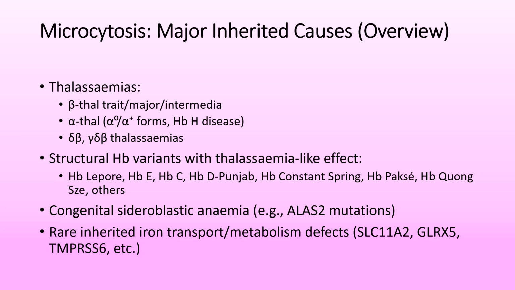Many structural hemoglobins function like thalassemias and produce microcytosis. Examples include HbE, Hb Lepore, certain elongated and unstable alpha variants like Constant Spring, congenital sideroblastic anemias, and rare defects of iron metabolism, and these can also cause profound microcytosis.